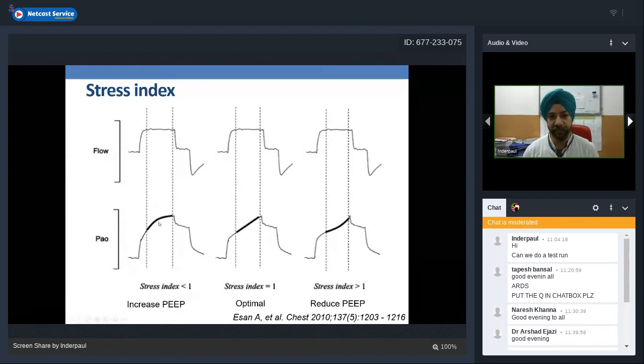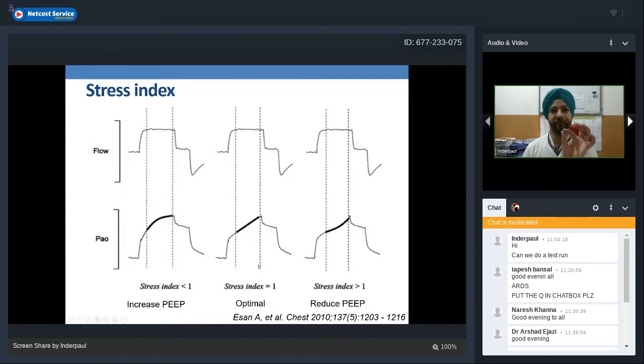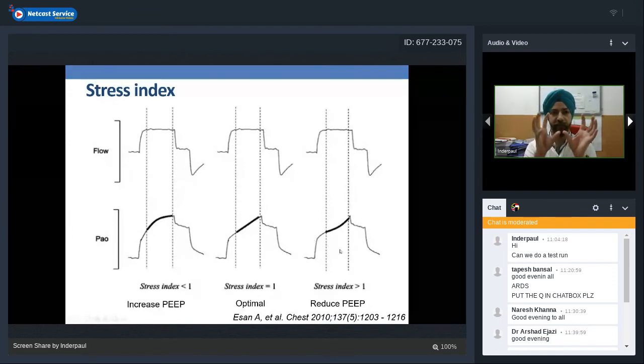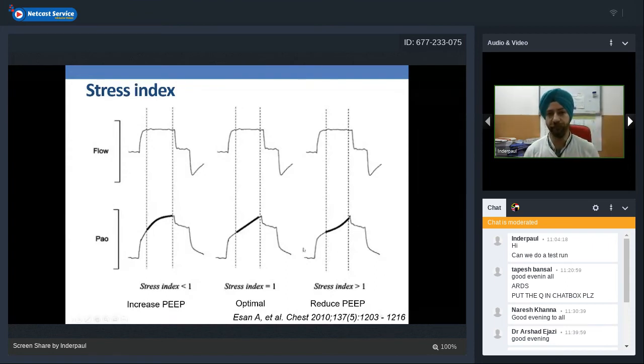If you see a concavity downwards, the patient has to be completely paralyzed, mind you. If you see a concavity downwards like this, it means that the stress index is less than 1, and you can increase the PEEP in your patient. If on increasing PEEP, you are able to achieve a straight line, it means that you have achieved an optimal PEEP. So this is a stress index of 1 and is an optimal PEEP. If, on the other hand, you see concavity upwards on the pressure curve, it means that your stress index is more, your alveoli are getting overdistended, and you need to reduce the PEEP. So there you need to reduce the PEEP.